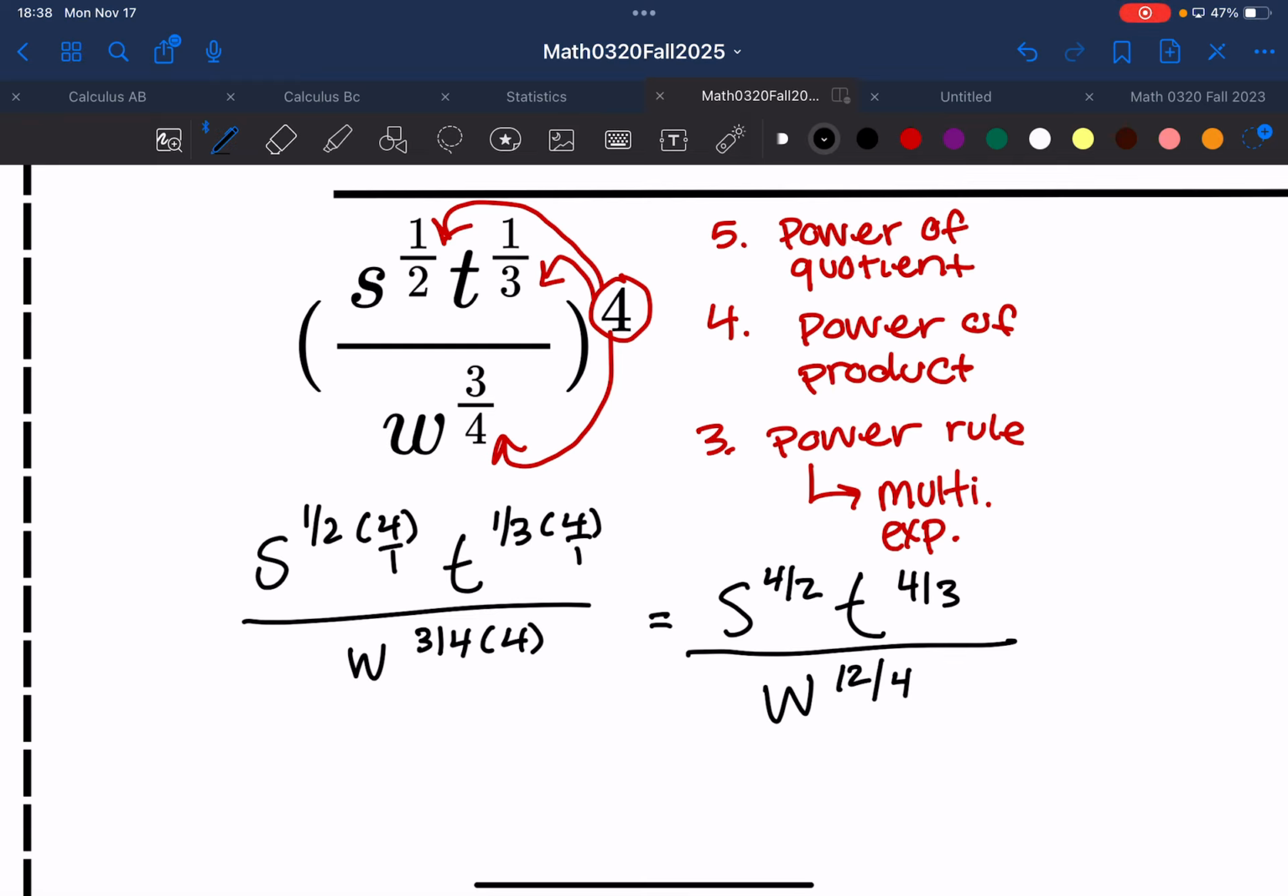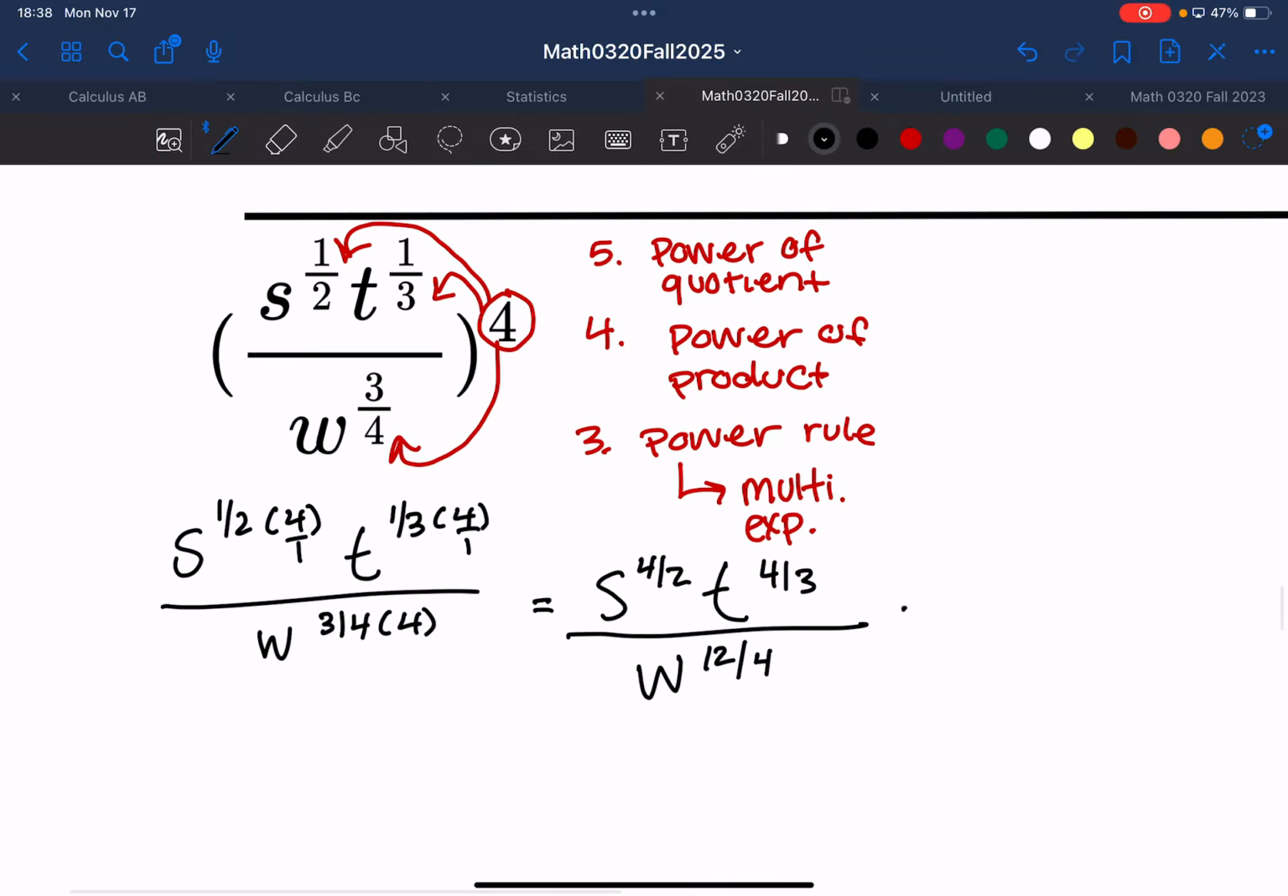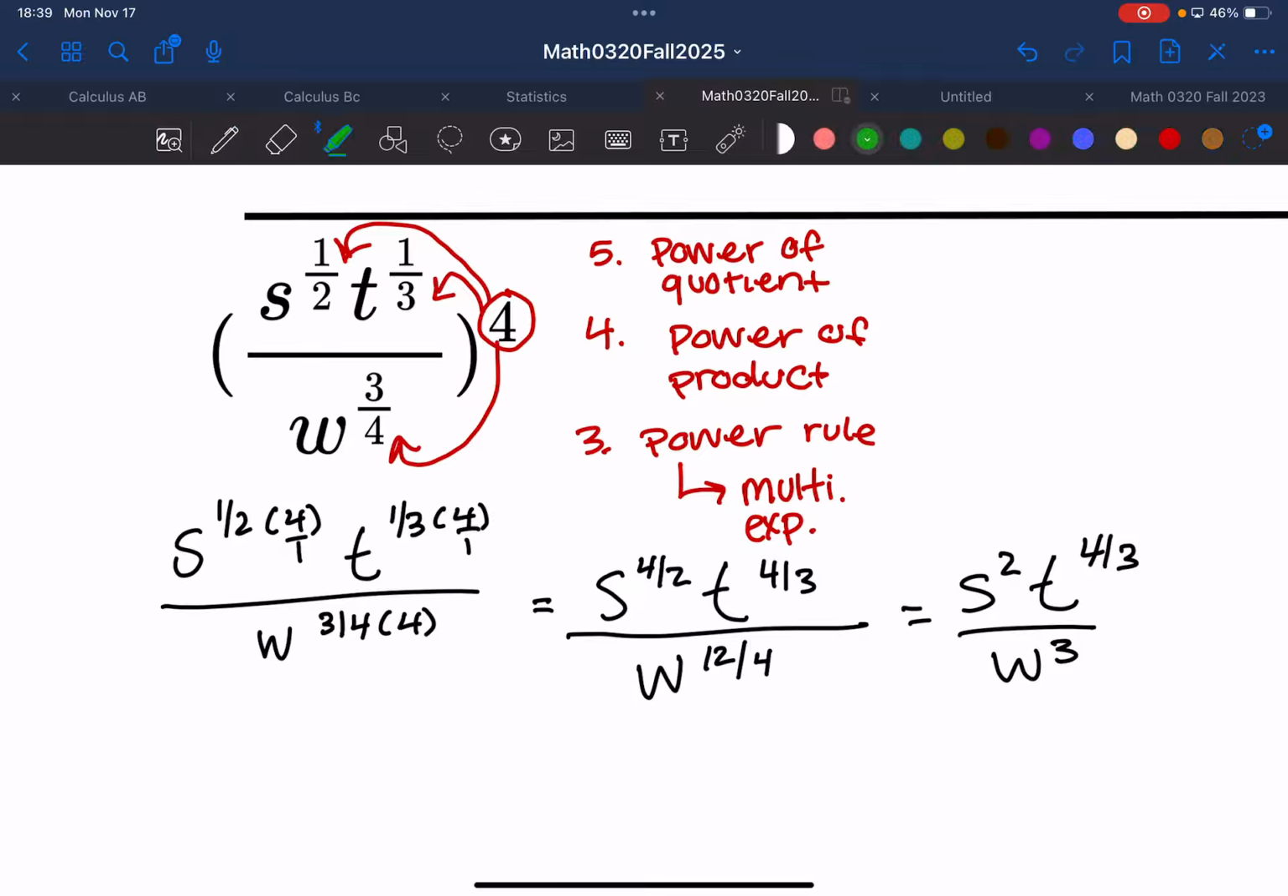Yep. Okay, then simplifying this, now we can go to each of those fractions that are exponents and see if they simplify further. So what is 4 over 2? 2, so this is s squared. Can t to the 4/3 simplify? No, we can't reduce 4/3 in any way. We just leave it as t to the 4/3. And then what about w to the 12/4? Can that simplify? To w cubed. And this is my answer.